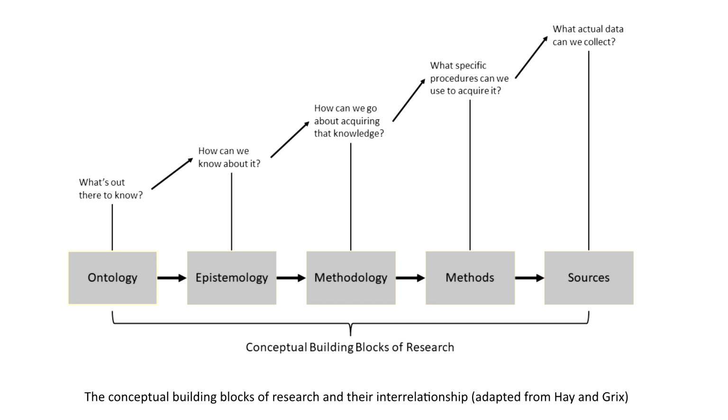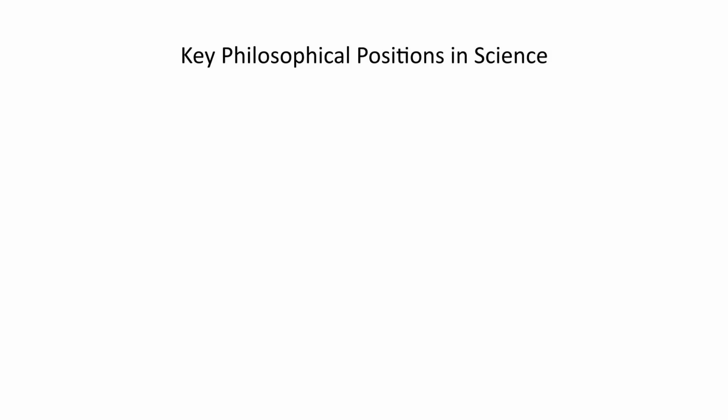Methodology refers to the study of the different techniques and methods we can use within that epistemology to then go about producing knowledge. And then methods merely refers to the specific procedures or techniques that we can use to actually collect data from the sources that we try to produce knowledge from. Now, each of these can be broken down into some key philosophical positions or traditions within science. And each of them take different assumptions regarding the ontological and epistemological commitments that they make.